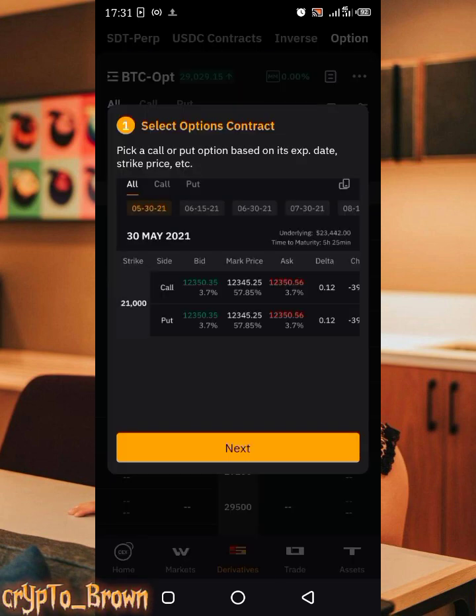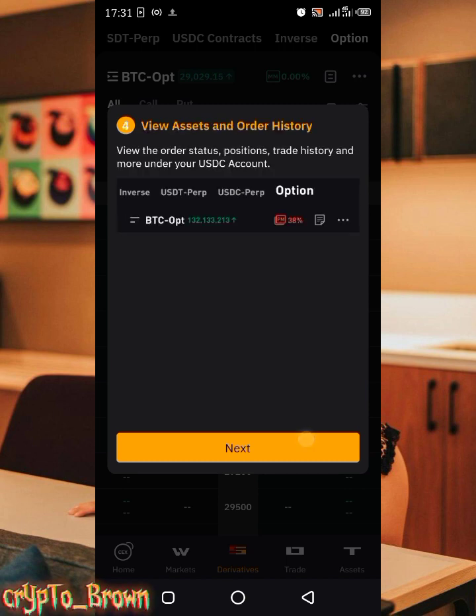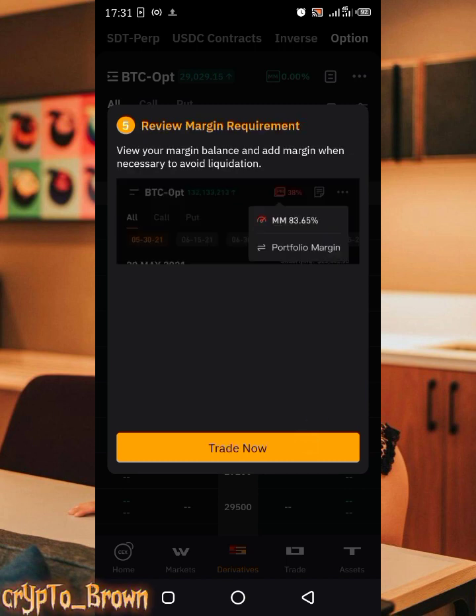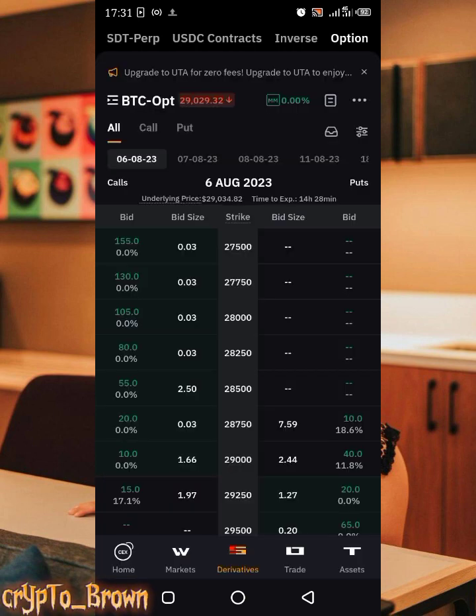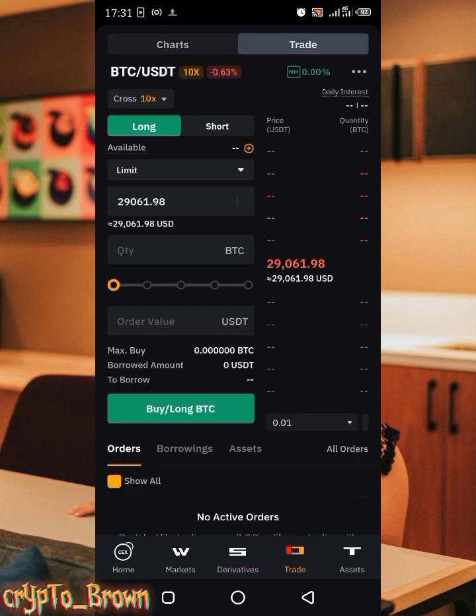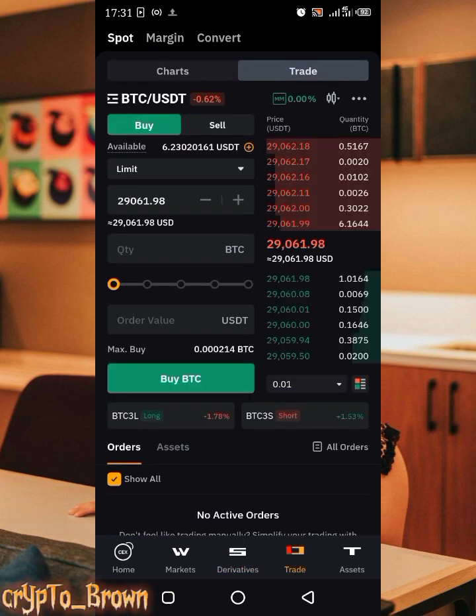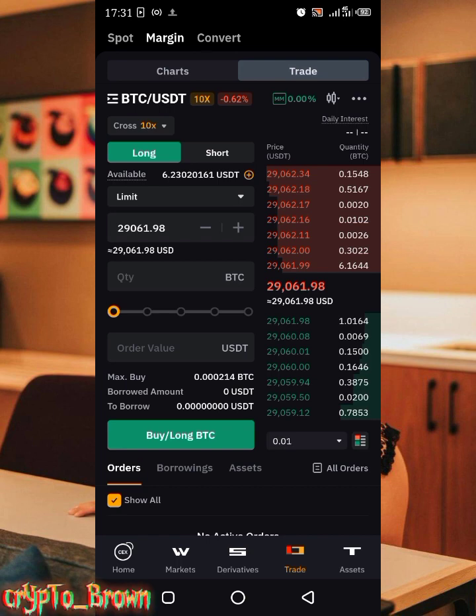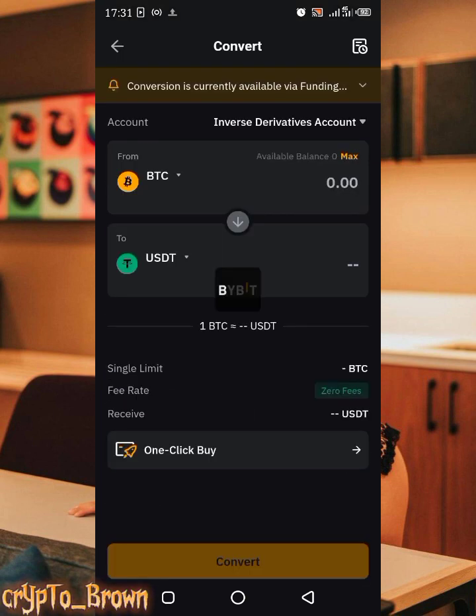You can choose to trade. Sorry, let me clear this. All right. You can choose to trade spot at the trade tab. When you select trade, that's when you do spot trading, margin trading, or convert. So that's for the trade tab. When it comes to derivatives, that's where you usually trade.